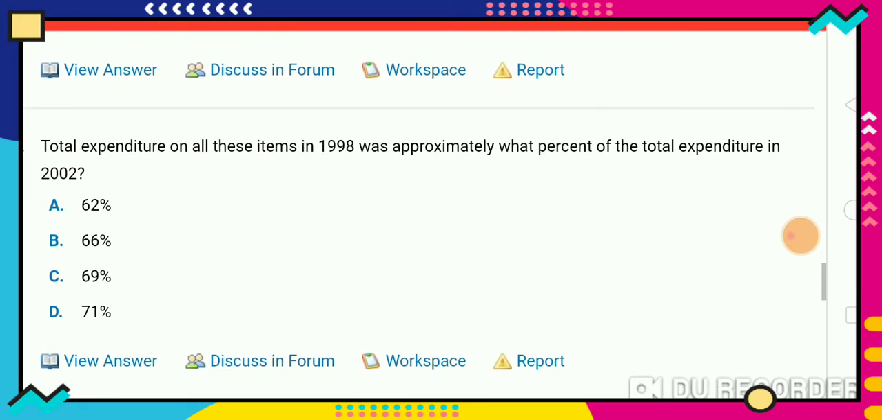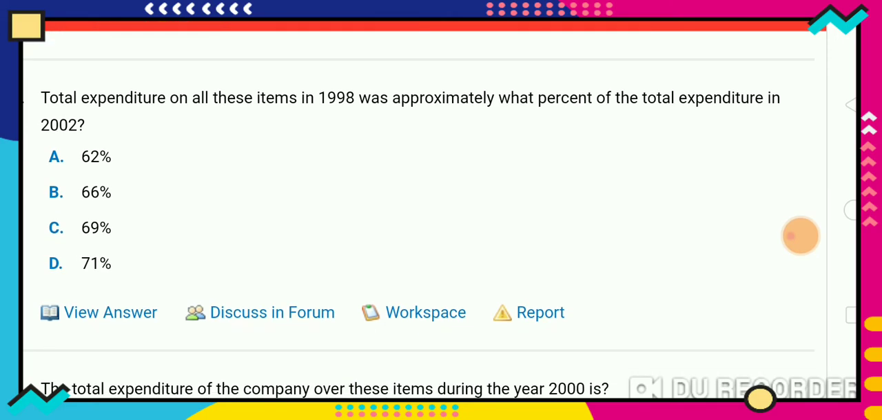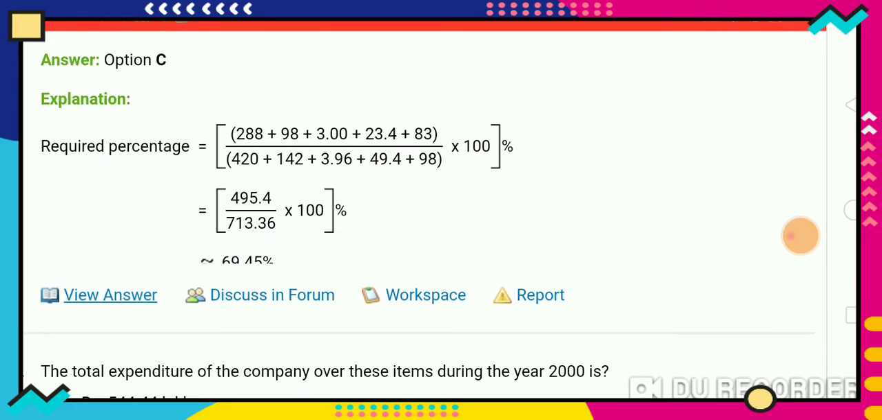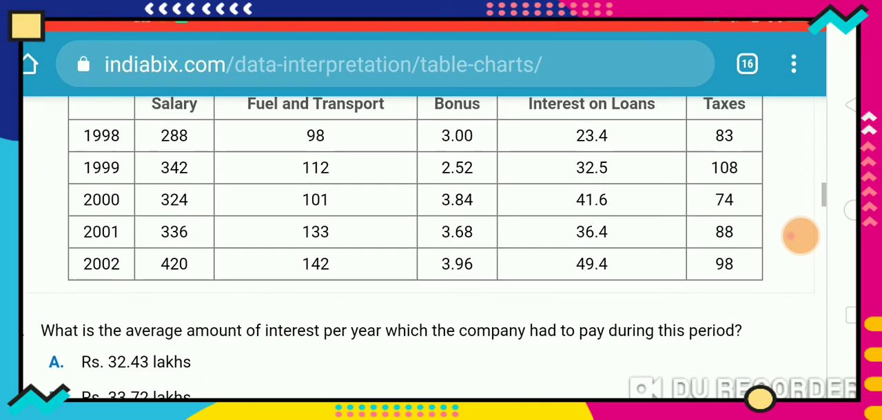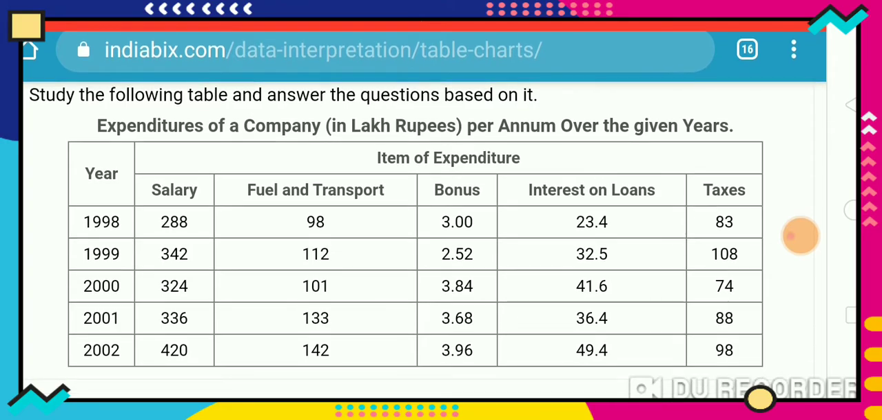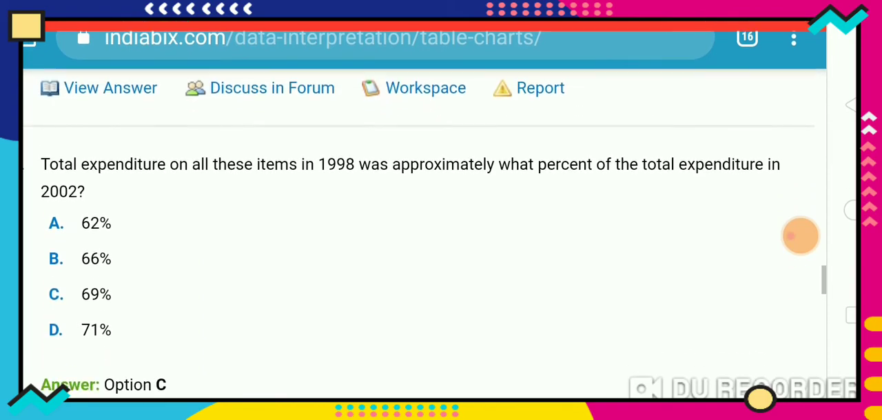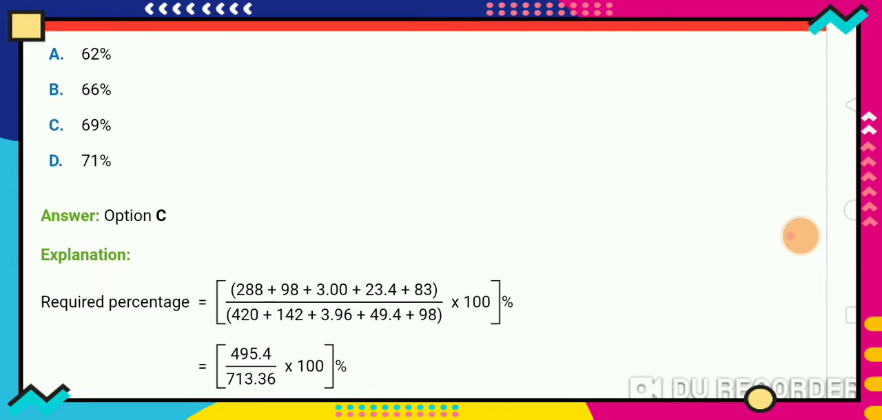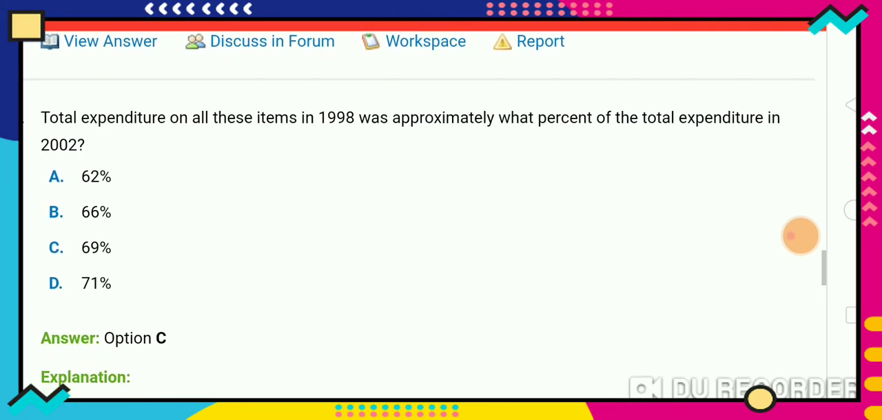Let's see the third question. The total expenditure on all these items in 1998 was approximately what percent of the total expenditure in 2002? Let me check the answer, guys. First we are adding the salary here, guys. What percent of the total expenditure in 2002?